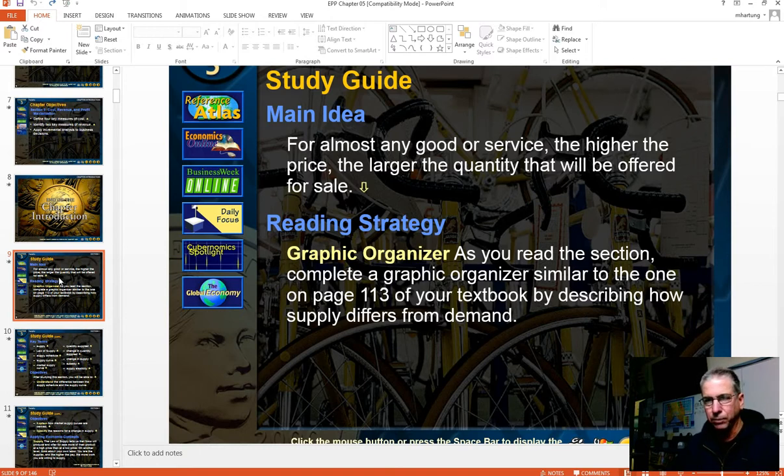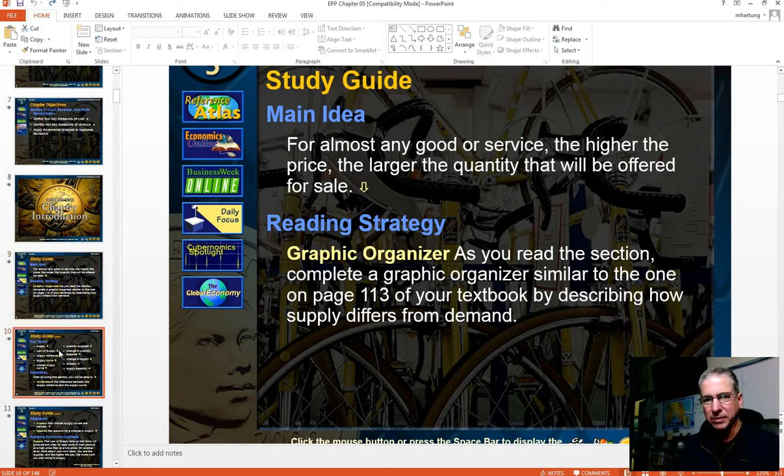Think about your own situation. If we were paying you to study economics every night, and say we were paying you $20 an hour to do that, would you study more? Yes, you would. Of course you would.